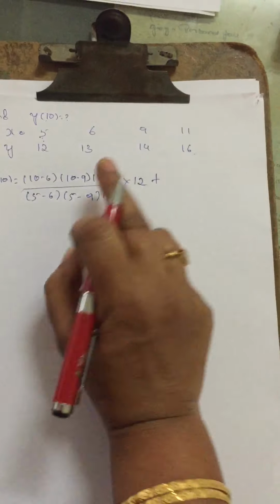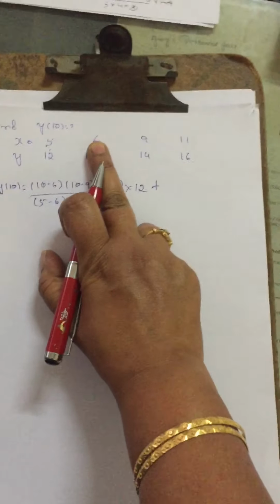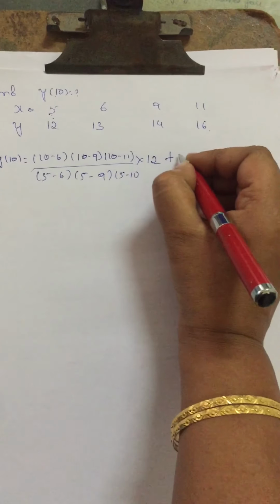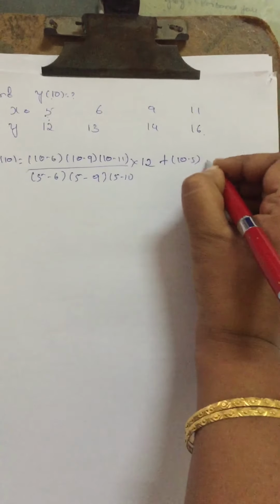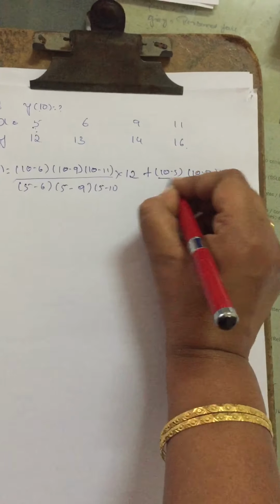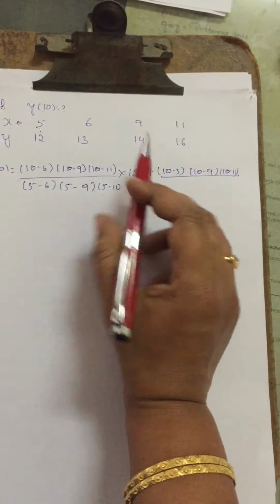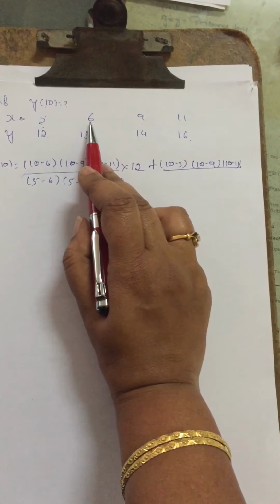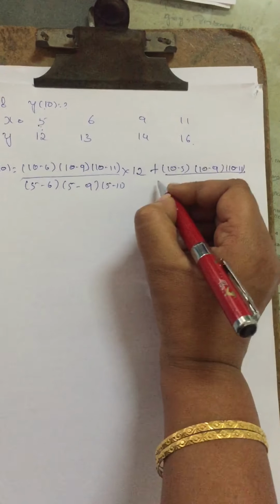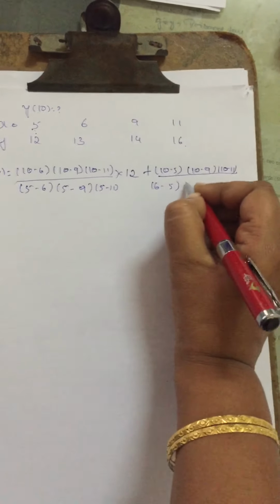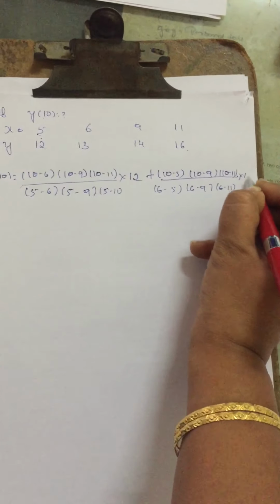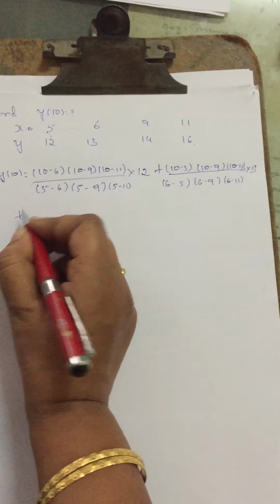Next come to the second term. In the second term neglect the second value, remaining 3 terms subtract with 10, that is 10 minus 5, 10 minus 9, 10 minus 11 divided by, in the numerator we neglect 6, so in the denominator the remaining terms subtract with 6, that is 6 minus 5, 6 minus 9, 6 minus 11 into 13 plus, come to the third term.